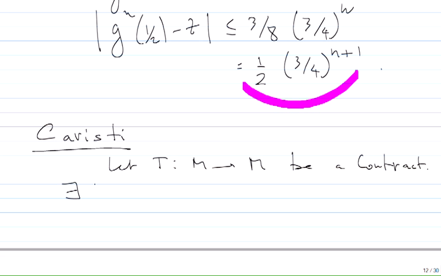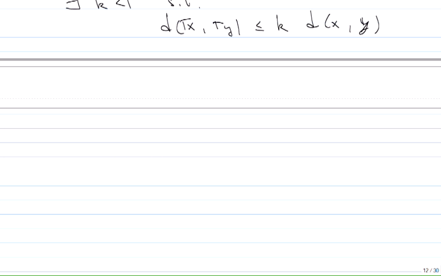So there exists k less than 1 such that the distance from Tx to Ty is less than or equal to k times the distance from x to y, for any x and y in M. In particular, we have the distance from Tx to T squared x is less than k times the distance from x to Tx. So what he did, very simple steps, but of course these simple steps led him to discover a major theorem, a beautiful theorem.